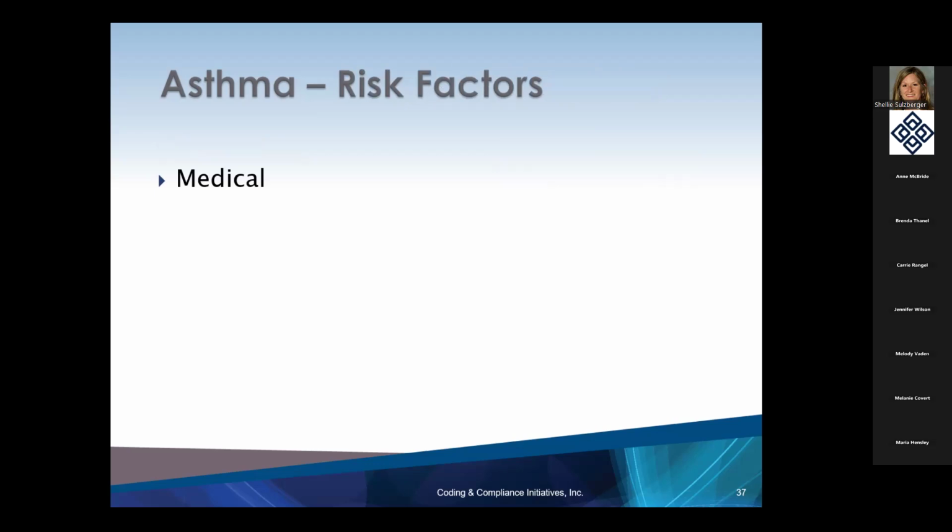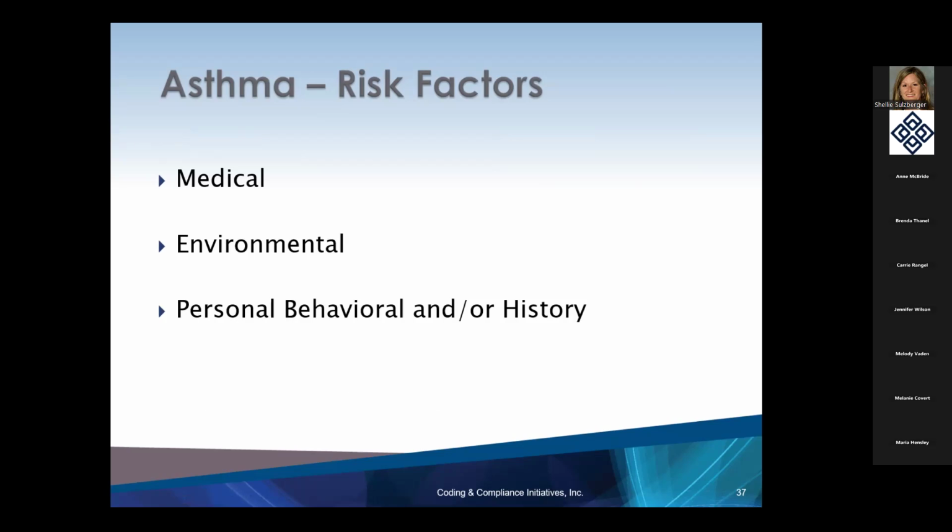I want to know risk factors. So do they have allergies, respiratory infections, obesity, GERD? All of that would be medical risk factors. Environmental, we talked about those a lot already, like exposures to smoke or occupational exposures. Sometimes it's just the cold, dry air that is a risk factor for that patient with asthma. Family history, smoking, all of that would be part of the personal behavioral and history.